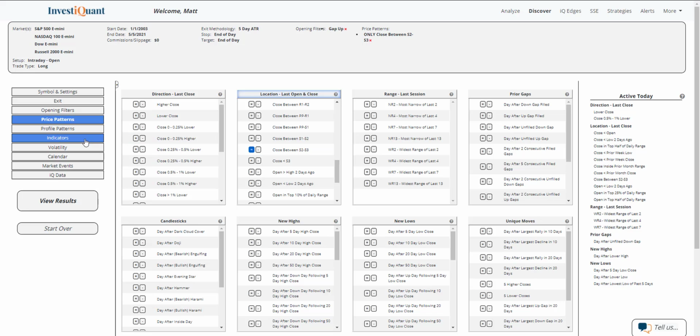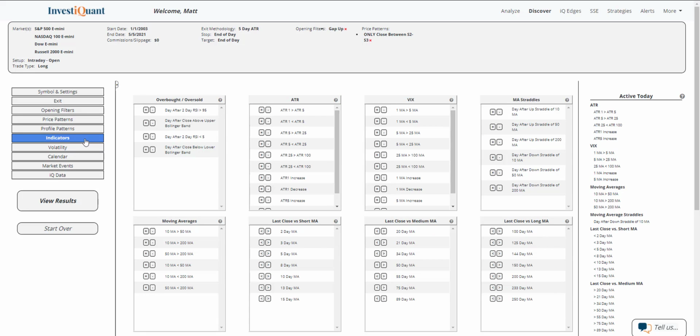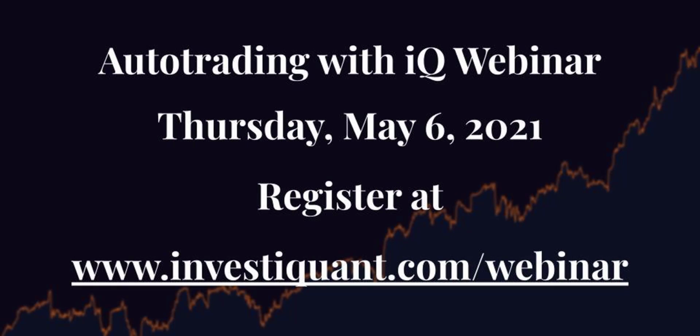And then lastly, I am going to put us in a similar market environment. Yesterday closed below a 10-day simple moving average, so I'm going to add that, but above a 200-day simple moving average. Now I can hit view results.